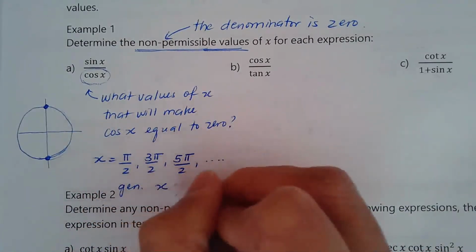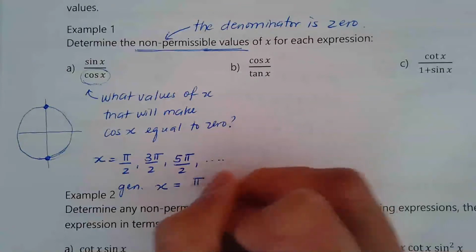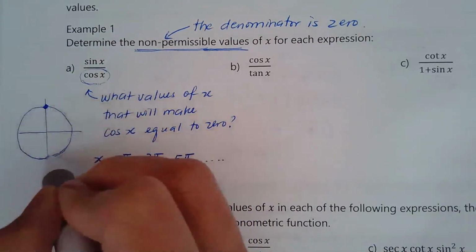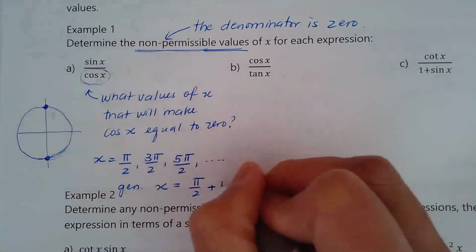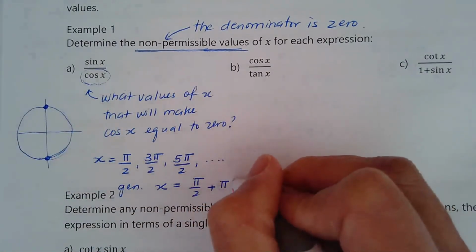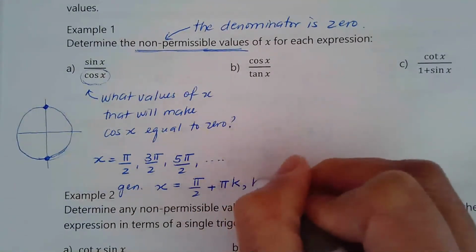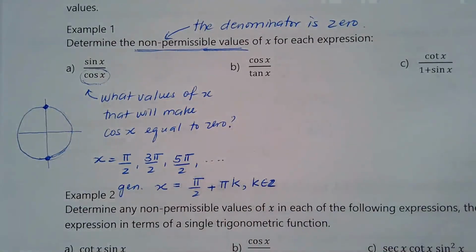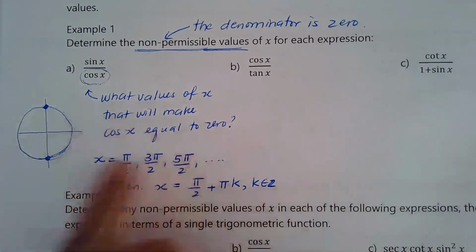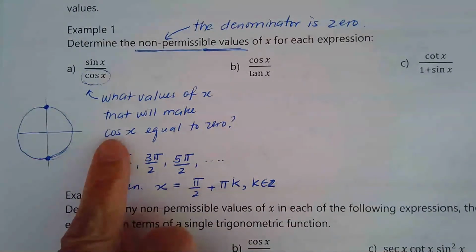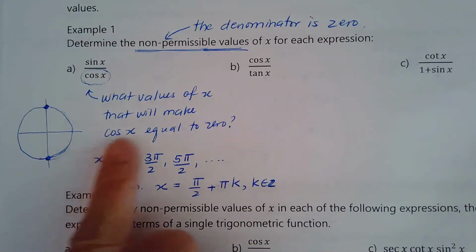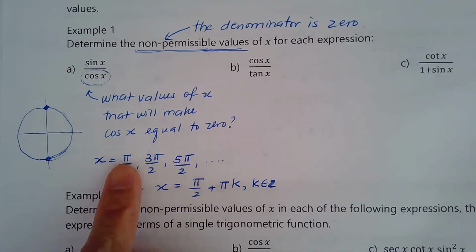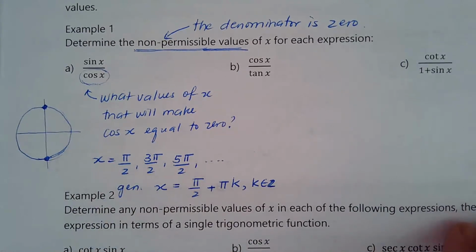So if we want a general solution, x is equal to pi halves. This is from here to here, that's pi halves. And then to get to the next one is another pi, so pi times k, where k is an element of the integers. So every time the cosine of the angle is 0, that's where it's undefined.